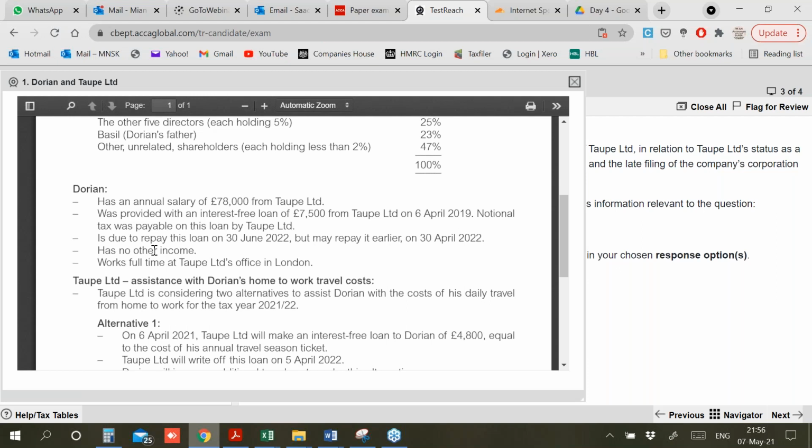D was provided with an interest-free loan of 7,500 from T Limited on 6th April 2019. So I know that whenever a company provides you an interest-free loan, a taxable benefit arises. So guys, do you think that here the taxable benefit will arise because the company has given its shareholder and employee an interest-free loan?